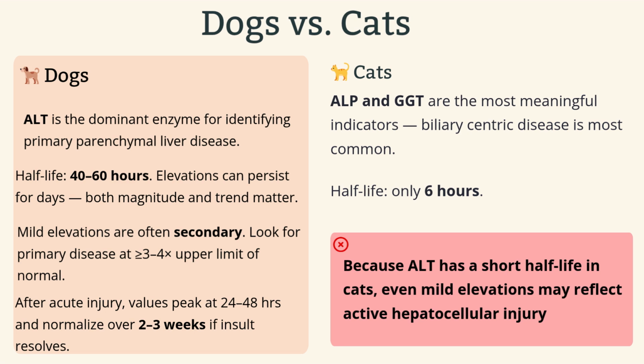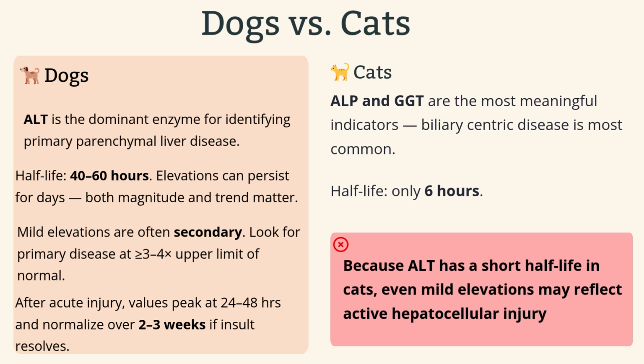The other major thing to keep in mind with dogs and cats is that the ALT half-life in dogs is quite long. It's 40 to 60 hours. And because those elevations can persist for days, what matters is the magnitude of their elevation and also the trend over time. Versus in cats, the half-life of ALT is only 6 hours. That's a fraction of what it is for the dog.